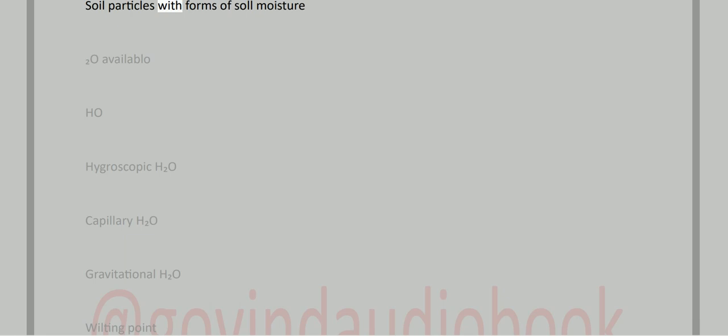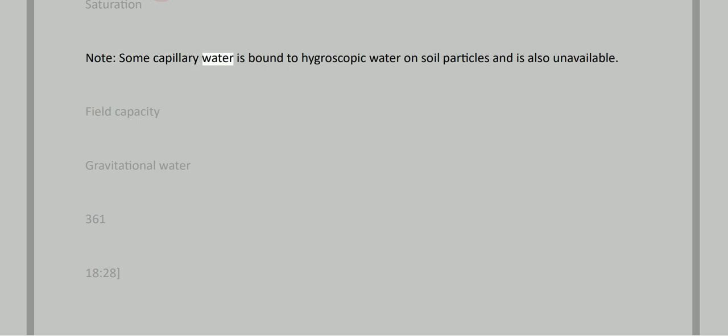Types of soil moisture: unavailable to plants are hygroscopic water, and available forms include capillary and gravitational water, with the wilting point, field capacity, and saturation marking the boundaries. Note, some capillary water is bound to hygroscopic water on soil particles and is also unavailable.